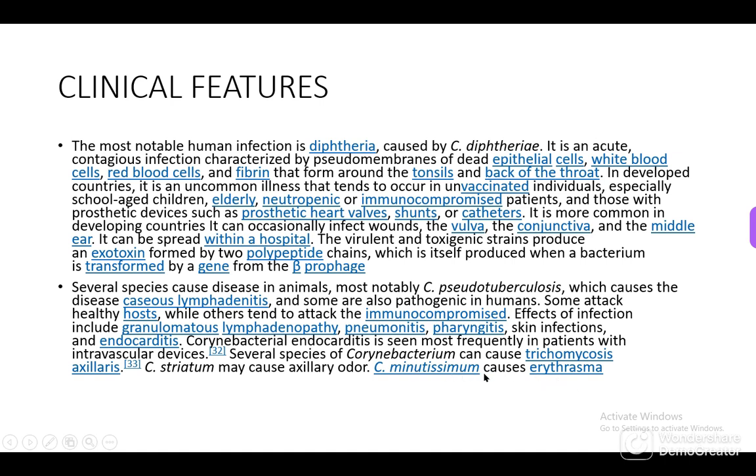It can cause erythema or intertrigo, where the skin folds are there and there is a collection of sweat. The sweat in the axilla, which causes the odor, is due to Corynebacterium striatum, while as far as intertrigo or erythema is concerned, it is Corynebacterium minutissimum. Those who are appearing in the foreign examination, MRCP, should remember Corynebacterium striatum and Corynebacterium minutissimum.